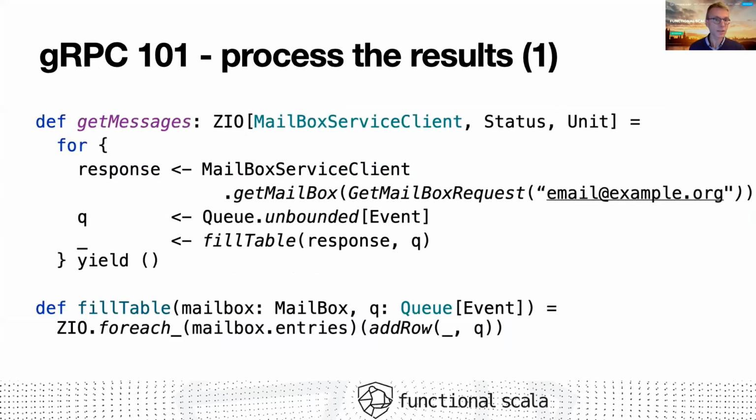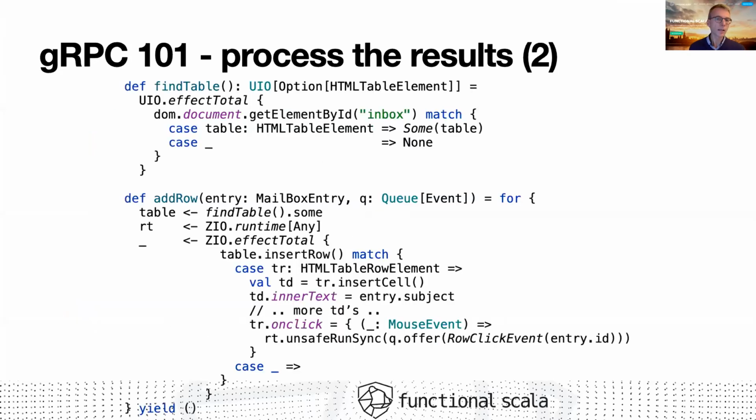So that's fairly easy. And of course, we have to do something useful with that result. So for this purpose, I added a queue. I'll explain that later. And so when we receive a response, we would like to display all the emails for this particular user in a table. So we have to create this table somehow. And this is done in this add row method. And I'll show that here.